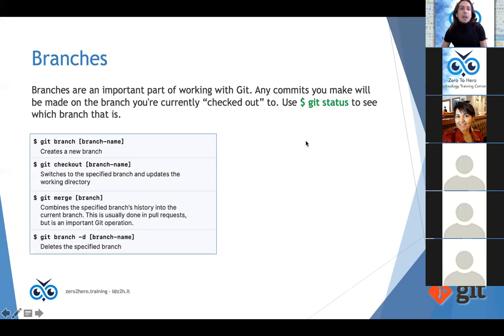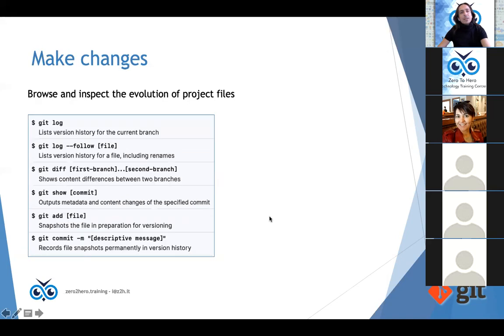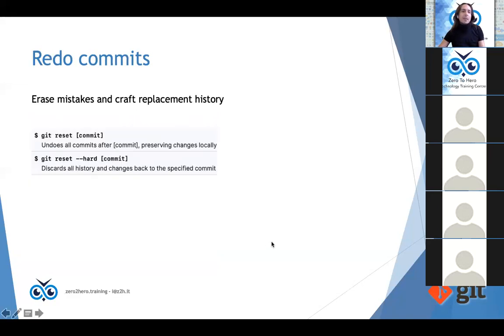Okay. Branch and synchronization: we can use git fetch, git merge, git push, and git pull, that kind of thing, to make changes. When you make some changes, you can check them via git log. But we also use some other tools for git log. I am using SourceTree. And to redo commits, you can reset your branch with git reset.